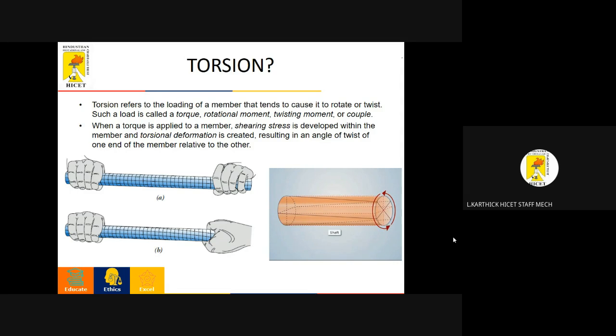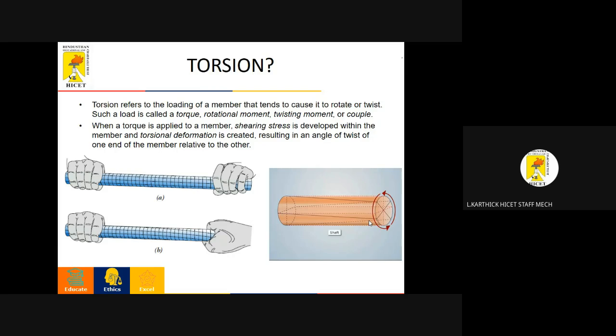So here we focus on the angle of twist at one end of the member, which is relative to the other. See, on the left side it is completely fixed, and on the right side it is twisted. So this is the actual definition of torsion. Okay, I hope you understand this concept of torsion.